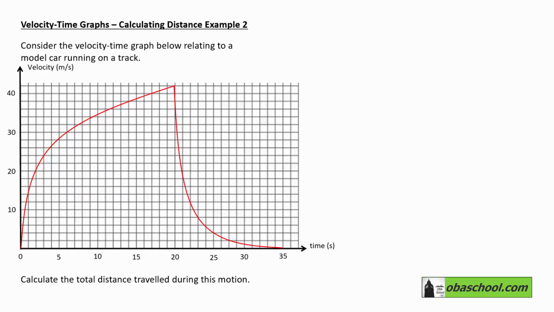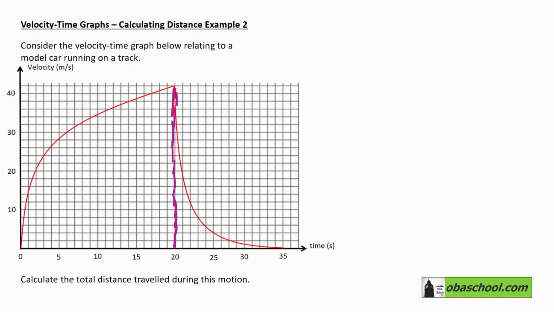Consider the velocity time graph below relating to a model car running on a track. Calculate the total distance travelled during this motion. Now we've got two sections that I can see quite clearly here. One while it's going upwards along this curve, and then the other one where it's going downwards.